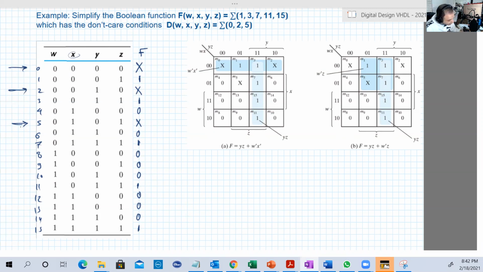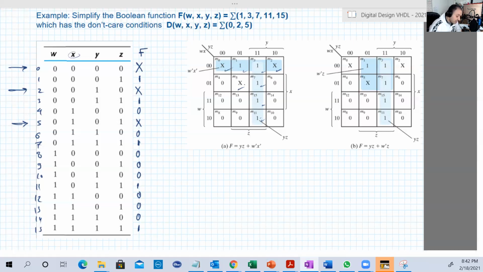Let's now locate such F on our Karnaugh map. I have here the Karnaugh map from the book, with the solutions there. We're just going to fill ones at the minterms 1, 3, 7, 11, and 15. And we have don't cares at 0, 2, 5: don't care at 0, don't care at 2, don't care at 5. Let's now simplify this.